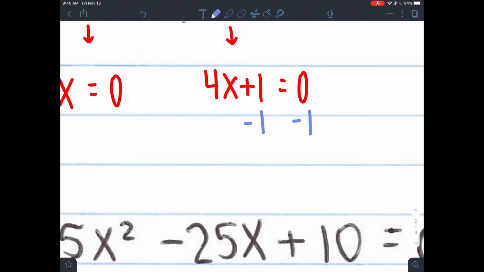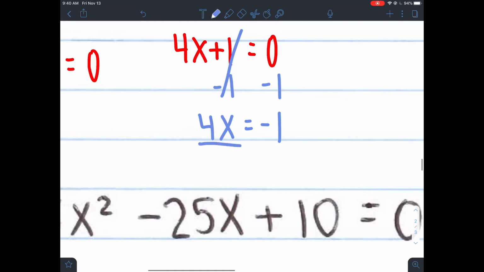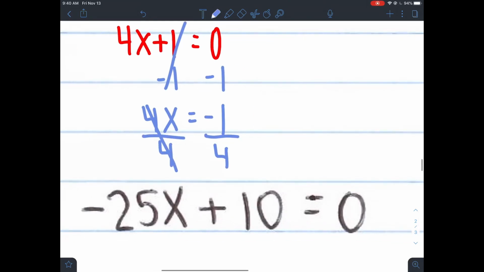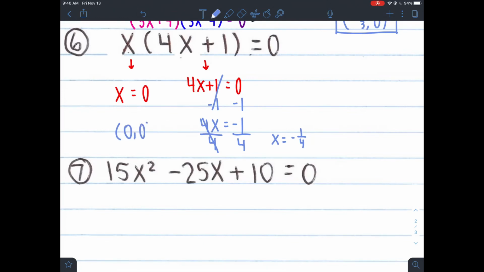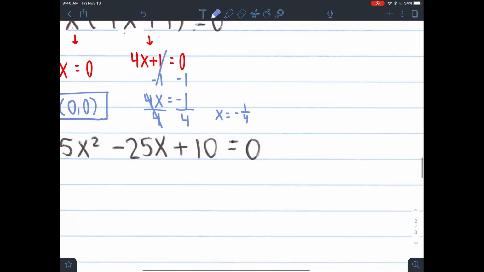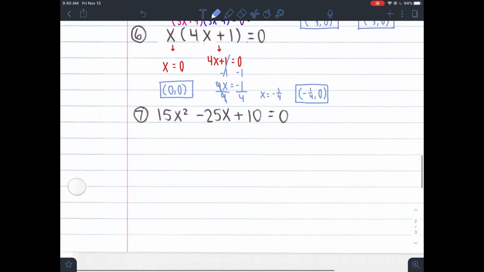First thing I would do is subtract 1 on both sides. So I have 4x equals 0 minus 1, which is negative 1. To get x by itself, I would divide both sides by 4. My 4's cancel, and I get x equals negative 1/4, or negative 0.25. So I have two x-intercepts here. One is 0, 0, because x was equal to 0, which means it crosses at the origin. The other is at negative 1/4, comma 0. I didn't really have to factor in this one, so there's not much I had to do.